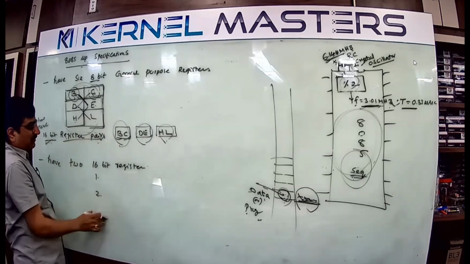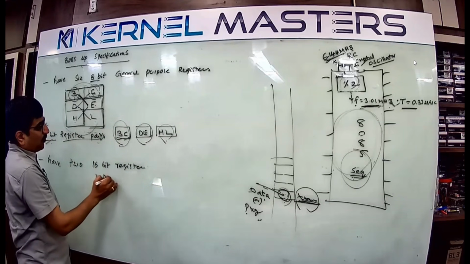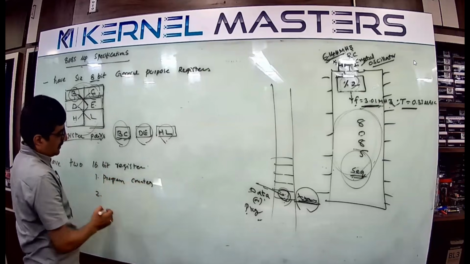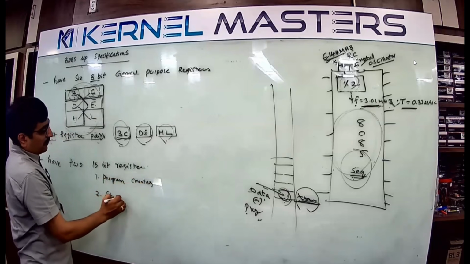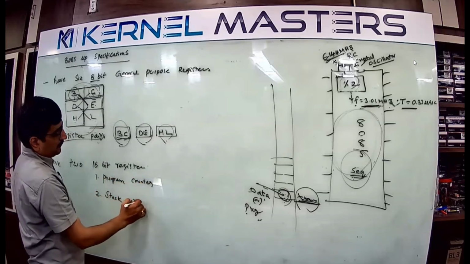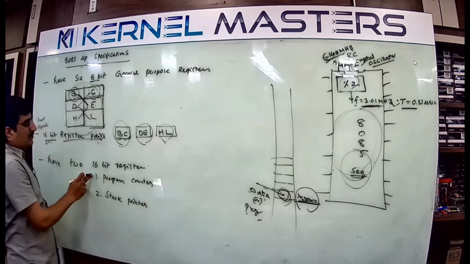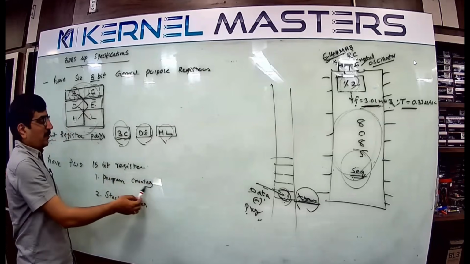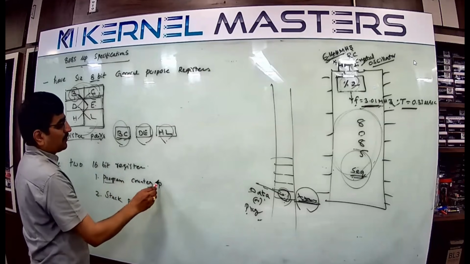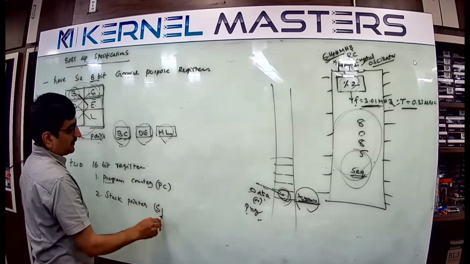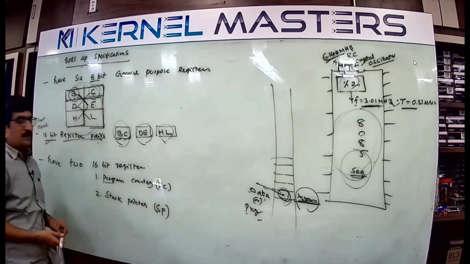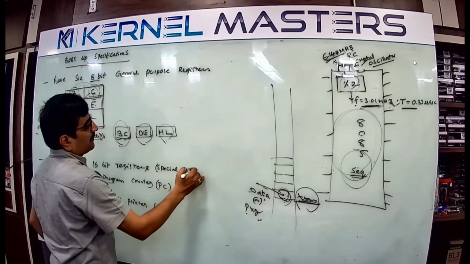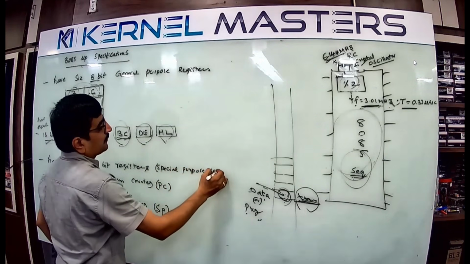One is called the program counter. The other one is called the stack pointer. Program counter, stack pointer. From 8086 onward, the program counter is also called the instruction pointer, IP. Program counter, PC, and stack pointer, SP. So the 8085 microprocessor has two special purpose registers, not general purpose.